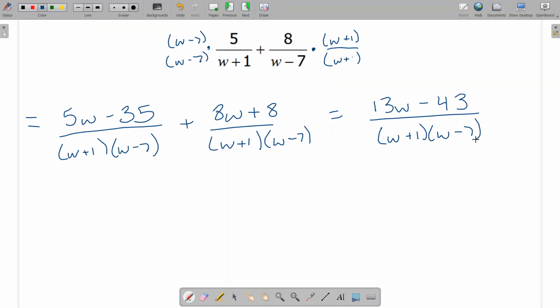And I want you to pause and think, is there anything that we could do to simplify this further? Is there any way I could factor that numerator? Is there anything that's going to cancel out? Because to me, looking at that, I feel like there should be something else. So I want you to take a moment, pause, and check and see if there's anything else that you think we might be able to do here.